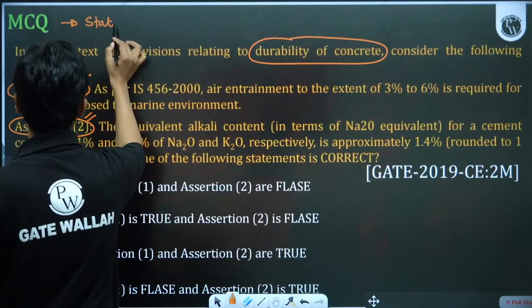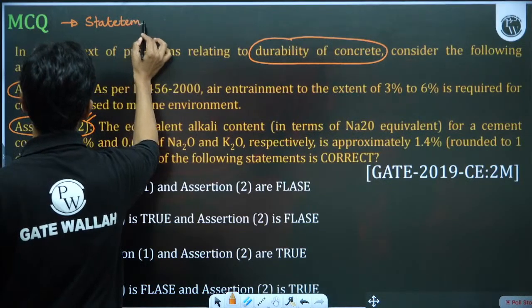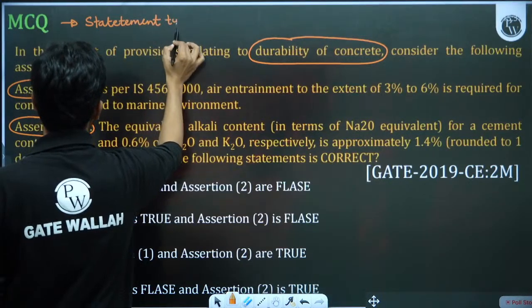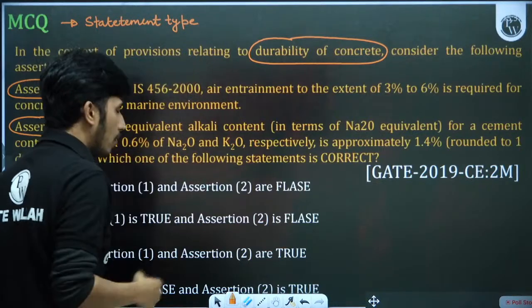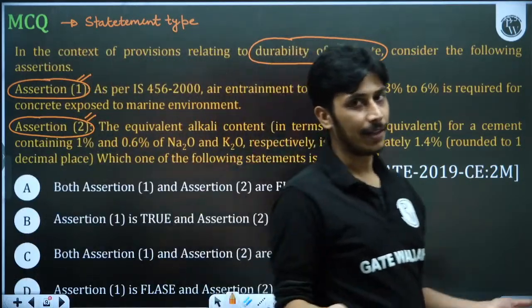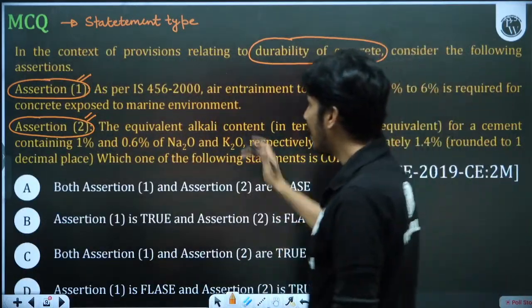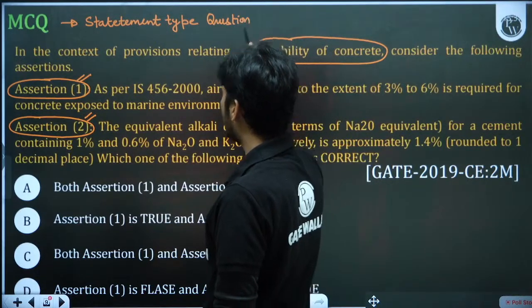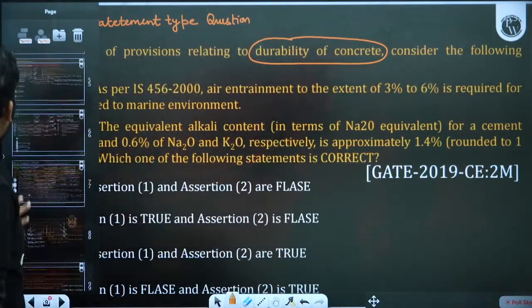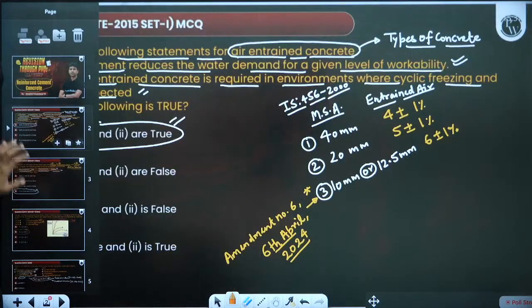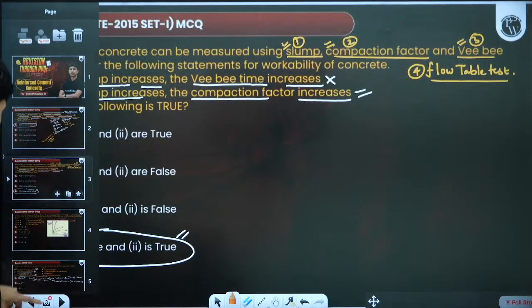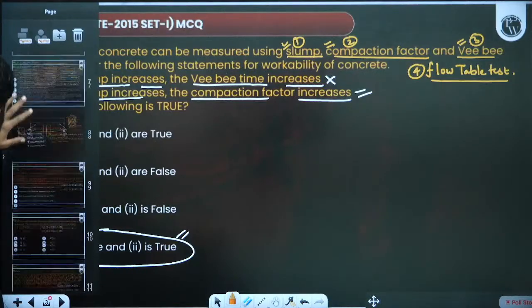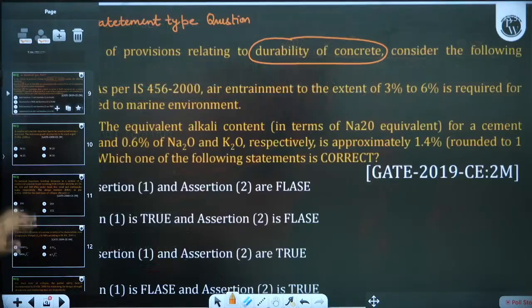Because in an assertion-reason type question, they ask whether the reason is the correct explanation of the assertion or not. Here it is not given like that. So this is a statement type question, like 1 and 2 are correct, like we have done in air entrainment type of cement. We have done this type of question in air entrainment cement. Both 1 and 2 are true. They have written assertion, but this is not an assertion-reason type of question. This is again a statement type of question.